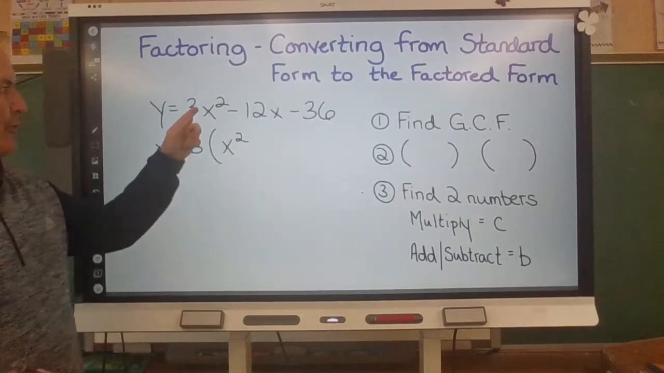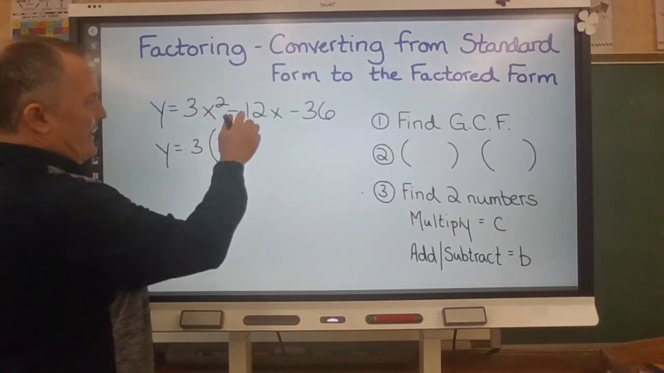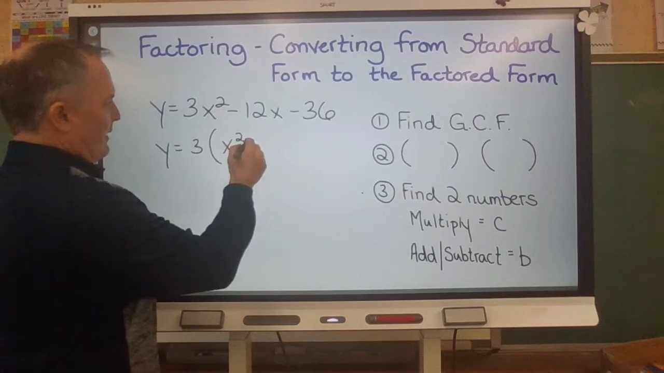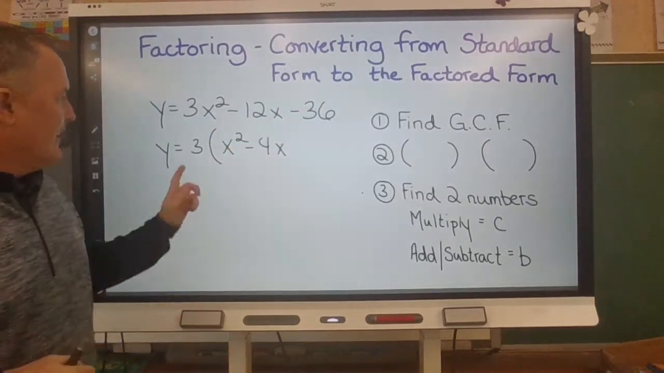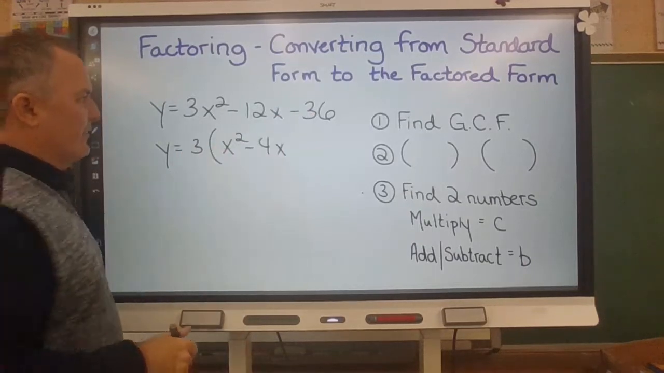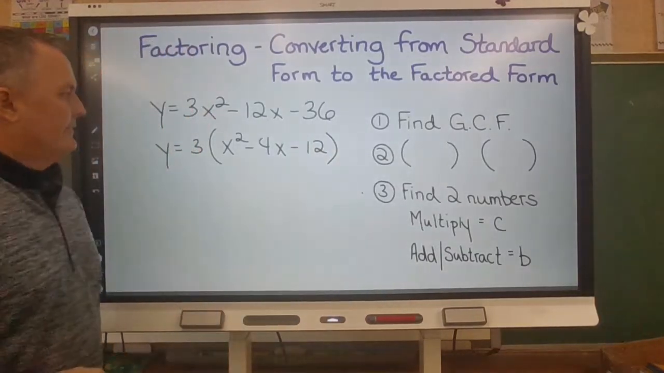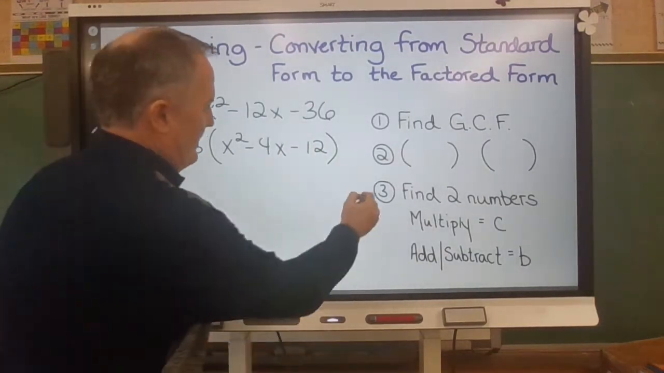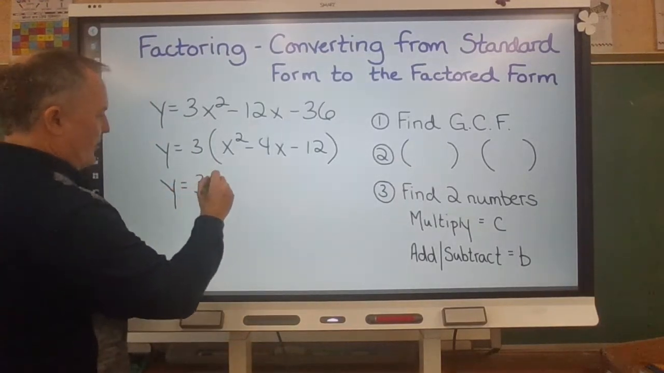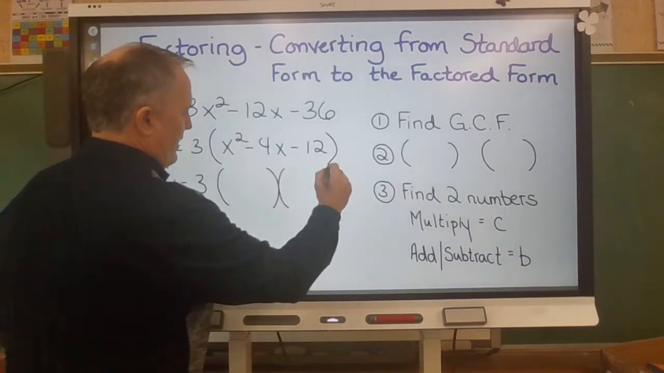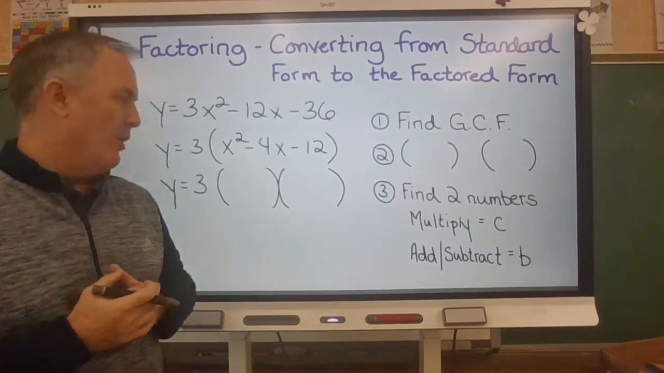All right, so if I pull a 3 out of 3x squared, I just get 3 times x squared. If I pull that 3 out of negative 12, negative 12 divided by 3 is a negative 4 with the x. Don't forget the x. And then negative 36 divided by 3 is my negative 12. All right. Now we go down and we find the two binomials that we're going to attach to the 3. We draw in our parentheses, or a pair of parentheses for a pair of binomials.